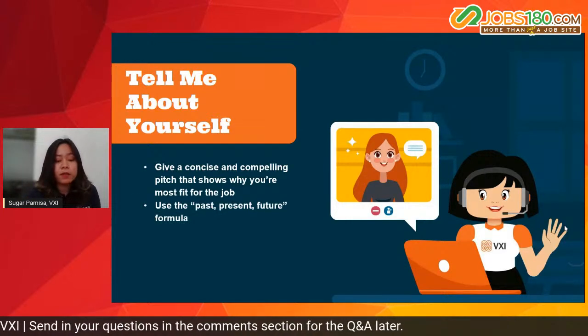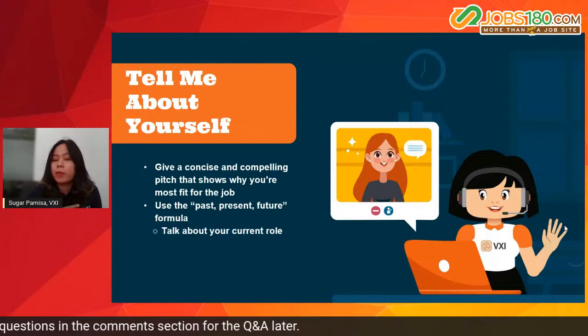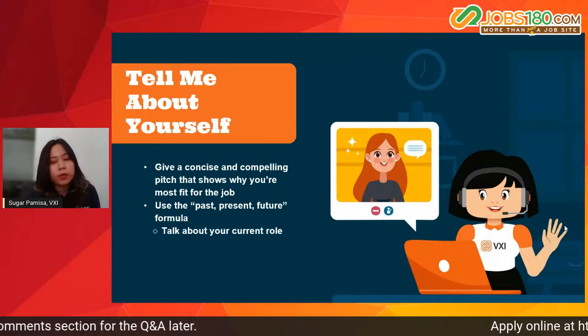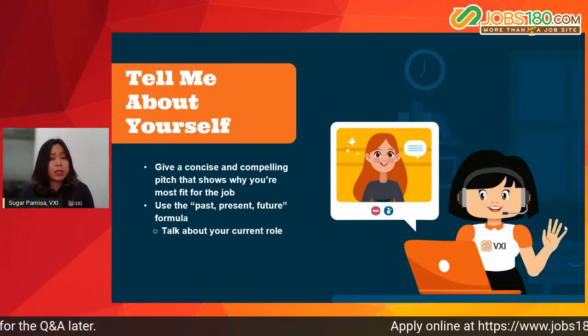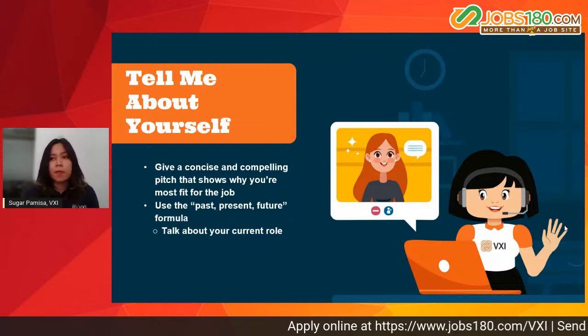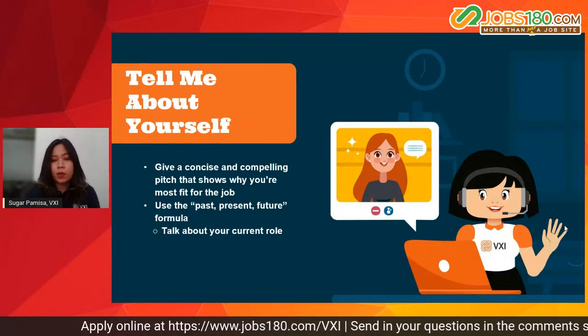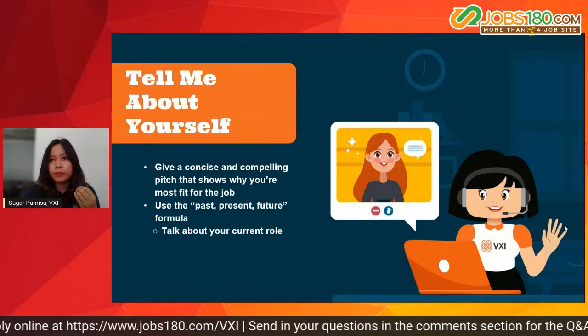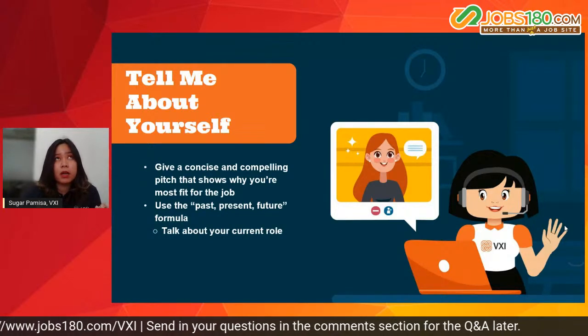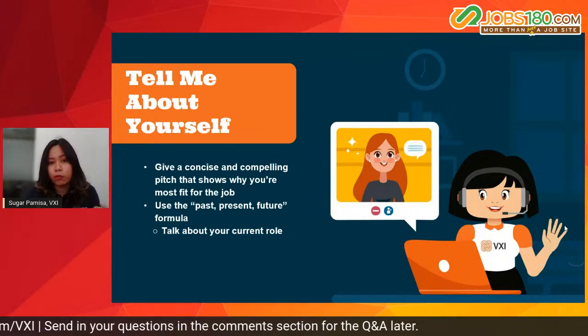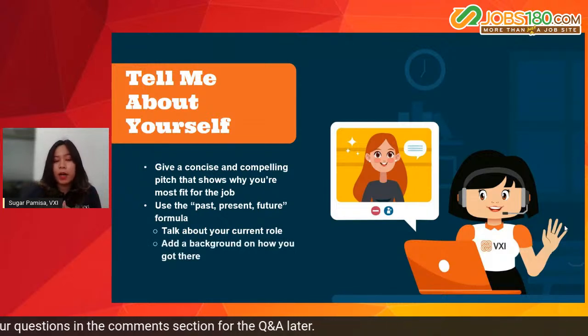Use the past, present, future formula. So talk about your current role. Like if you're currently employed right now, maybe what's your position? From which company are you? Then how long have you been with that company? What are you currently doing with your role right now? And add a background on how you got there.